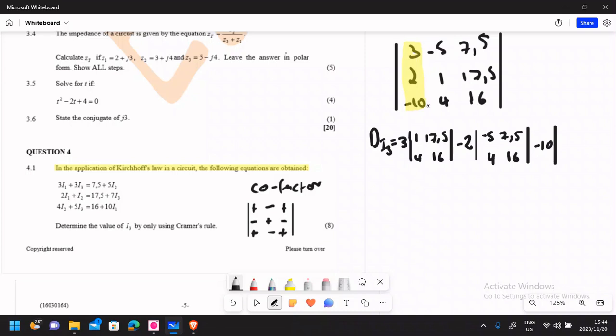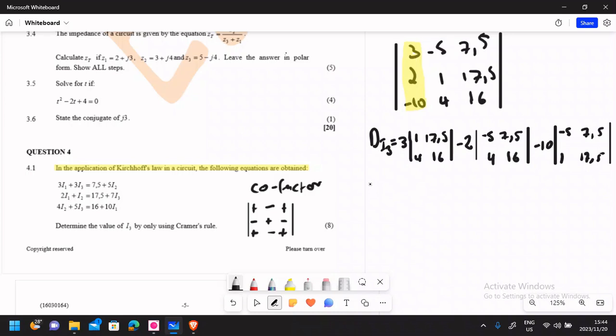So if this is our minor, we have negative 5, right? And then we have 7.5, okay? And then here we have 1, and then we have 17.5. Right, this doesn't look like 17, but guys, it is 17, okay? It is 17. And then that's what you're left with.